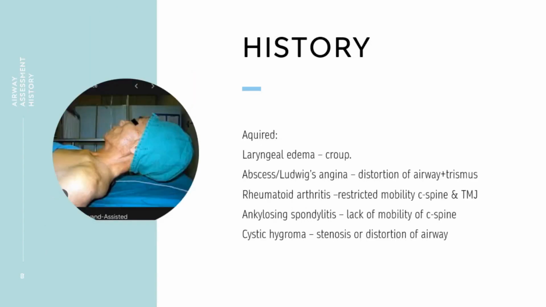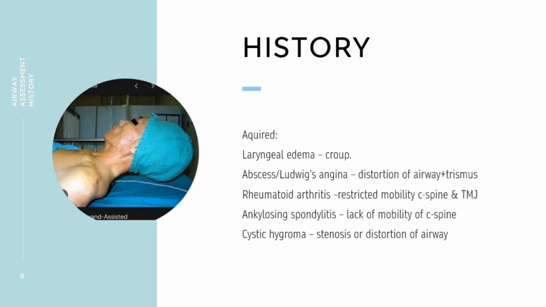Acquired causes, there are many. Some of them are the laryngeal edema, croup, which can cause edema in the larynx. Abscesses, Ludwig's angina. These can cause distortion of the airway plus trismus. Rheumatoid arthritis can cause restricted mobility of the C-spine and temporomandibular joint. Ankylosing spondylitis can cause lack of mobility of C-spine. In children, sometimes we see cystic hygroma, which can cause stenosis or distortion of the airway.